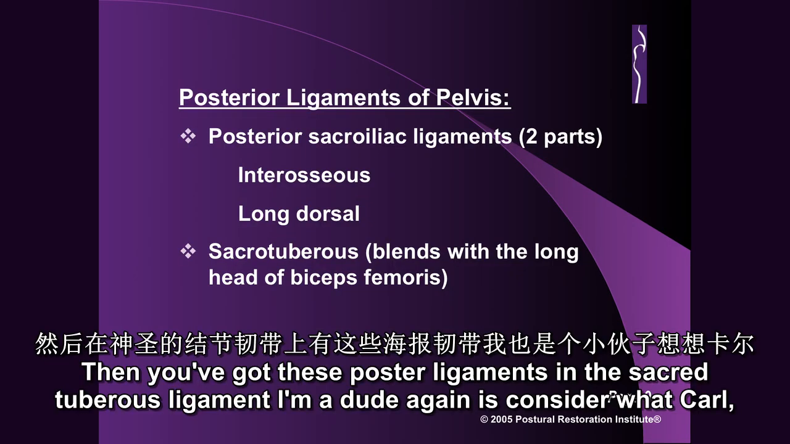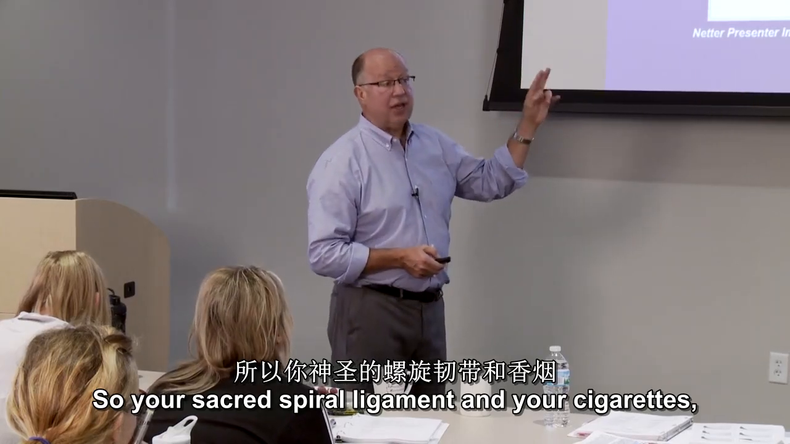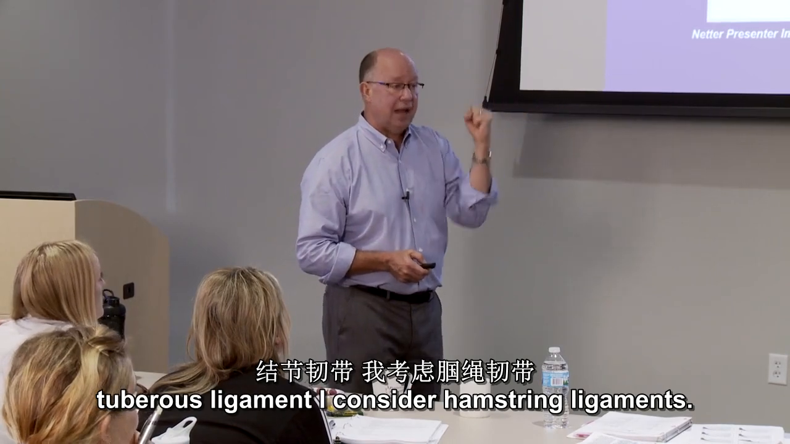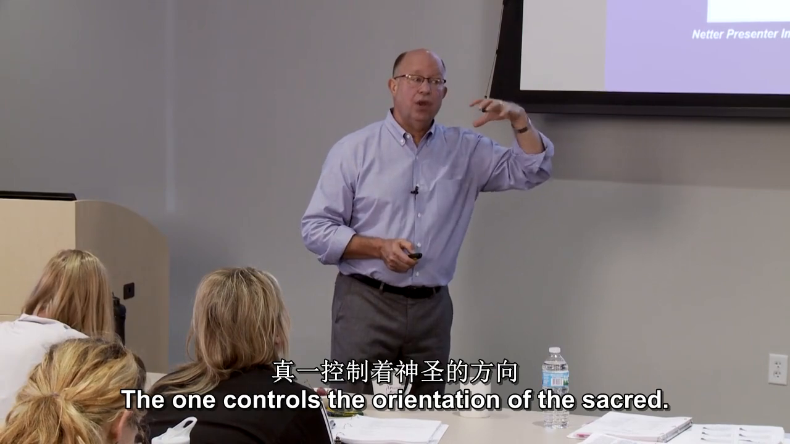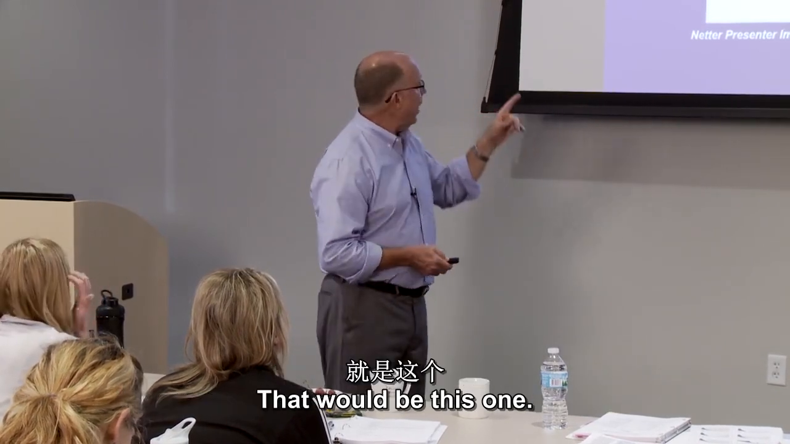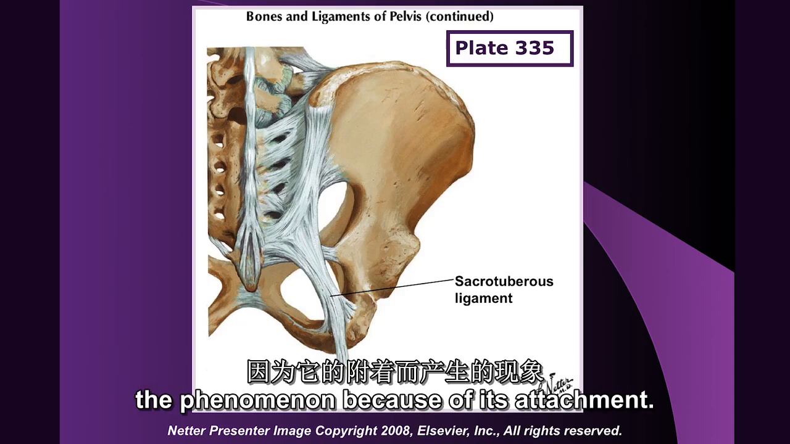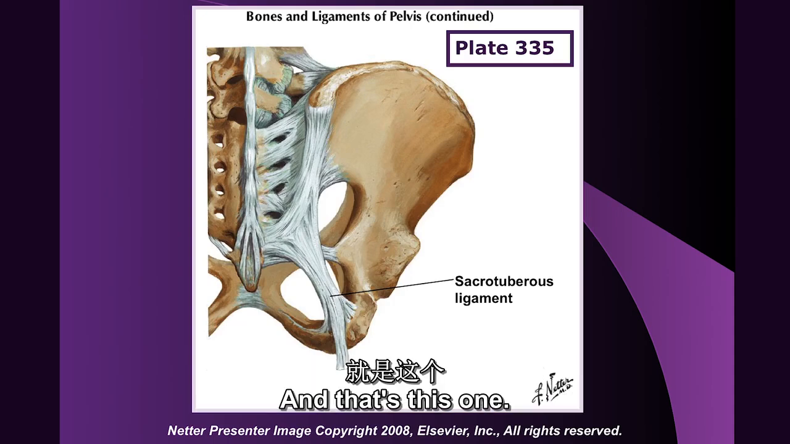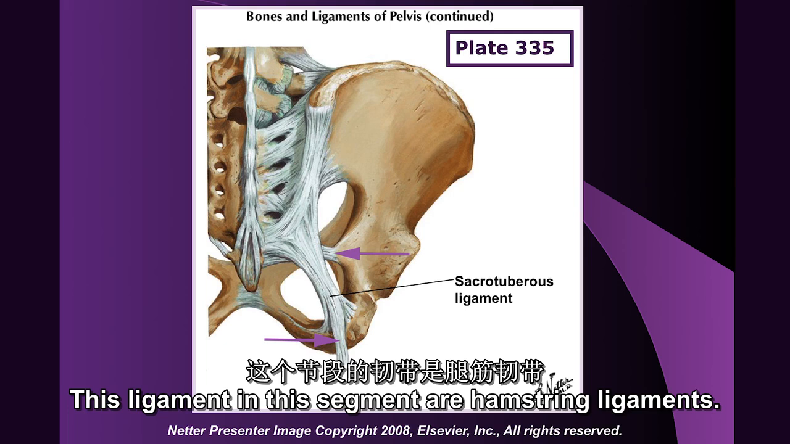Then you got these posterior ligaments. And the sacrotuberous ligament, I'm going to do it again, is considered what, Carl? A hamstring. So your sacrospinous ligament and your sacrotuberous ligaments, I consider hamstring ligaments. Okay? The one controls the orientation of the sacrum. That would be this one. And the other one controls the orientation of the innominate because of its attachment, and that's this one. But this is directly coming up from the hamstring tendon. This ligament and this ligament are hamstring ligaments.